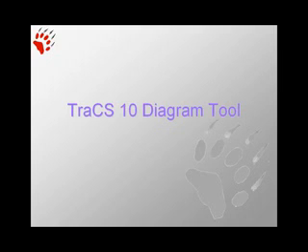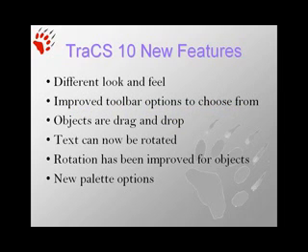Right. Okay, the new diagram tool. Some of the new features for the TraCS diagram tool. Can everyone hear me? Yep. Okay. It has a different look and feel. It has improved toolbar options. Objects can now be drag and drop instead of clicking. The text can be rotated. Rotation has improved for all objects, and there are actually some new palette options.